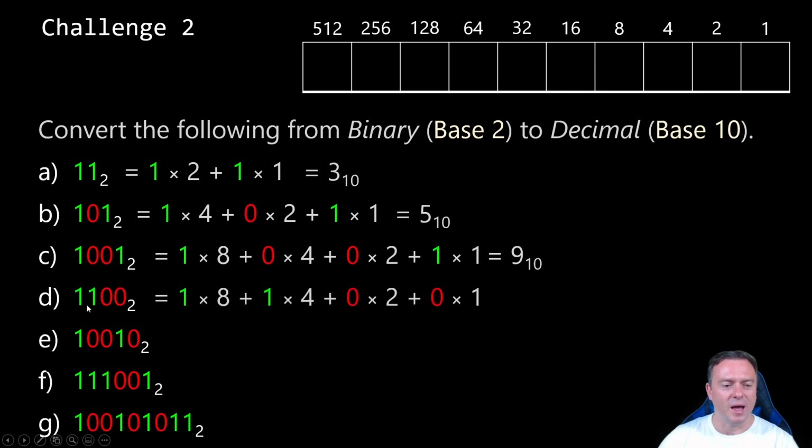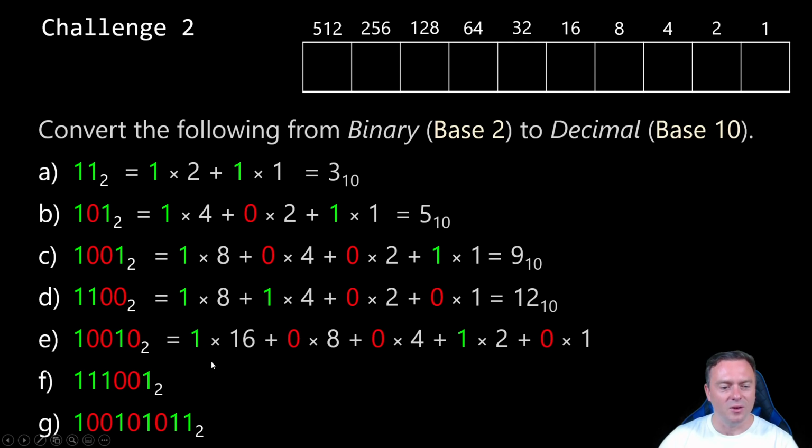The next one, then, we have an 8 and a 4. So we have one lot of 8, one lot of 4, no 2s, no 1s, which adds together to give us 12. 1, 0, 0, 1, 0 means we have one lot of 16, no 8s, no 4s, a 2, and then a 1. So we add that together. That represents 18. And see how the numbers are getting bigger? Because once you get past 15, it would become 5 digits, and so on.